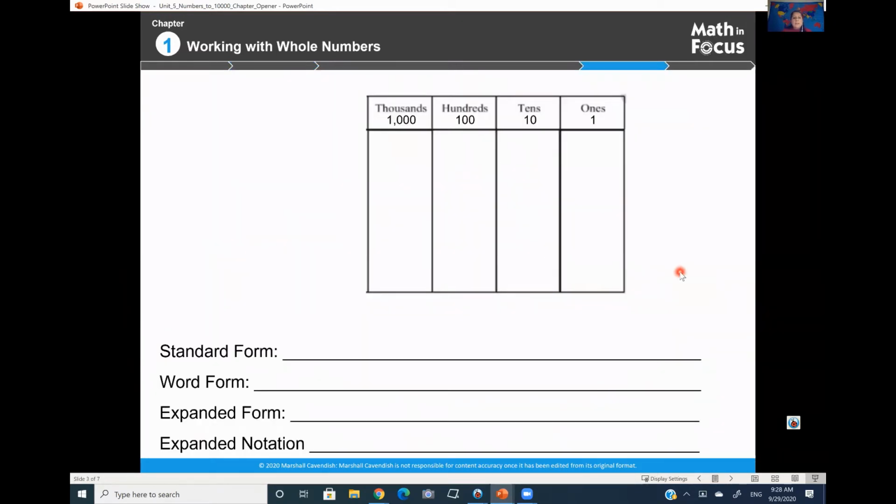If you look at this place value chart, you can notice that we have the ones, the tens, the hundreds, and the thousands. And these are the 4 ways we're going to try to recall today, which is standard form, word form, expanded form, and expanded notation. So let's start by adding a number.